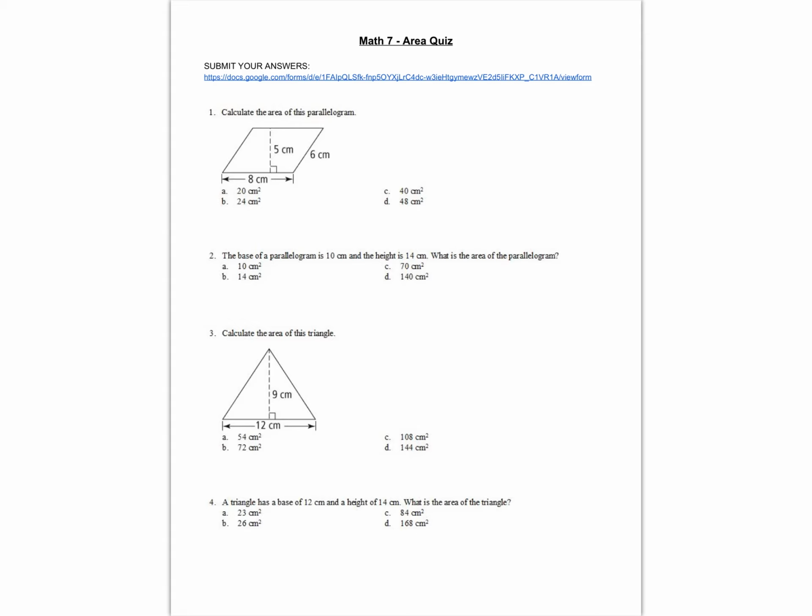First question. It's a parallelogram. Okay, remember I told you it's always horizontal by vertical. Completely vertical. So this 6 here is a decoy. We don't care about it. So the answer is simply 8 times 5, which gives us C. 40 centimeters squared.